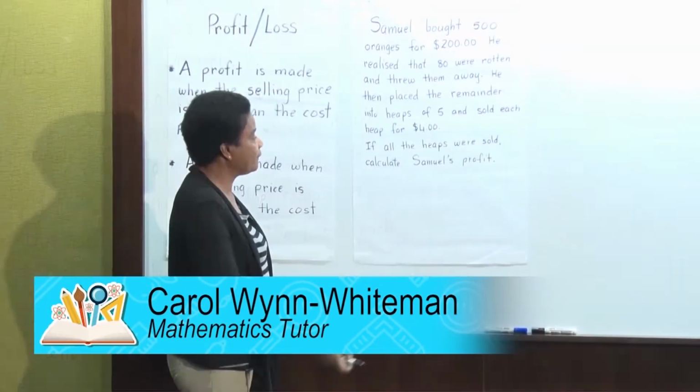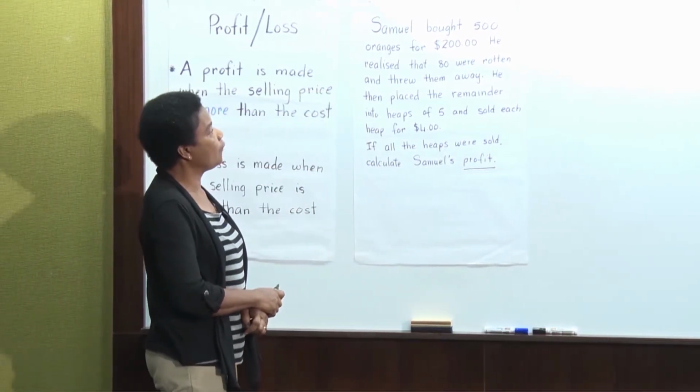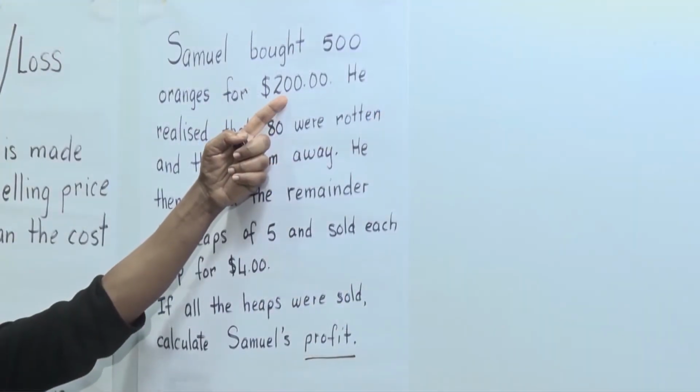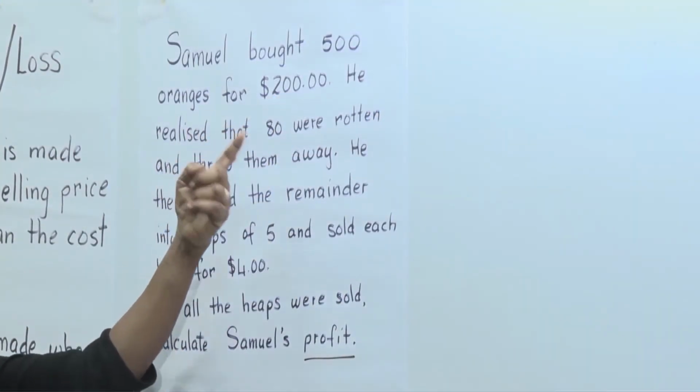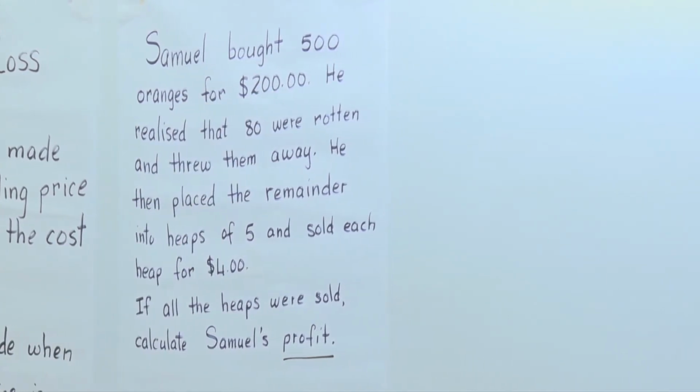Right, so we know that Samuel made a profit. Therefore, we know if he bought them for $200 and made a profit, he must have sold them for more than $200. Let's begin.